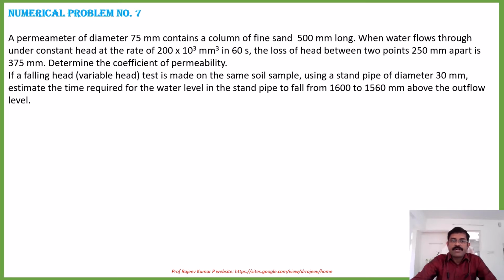Next, if a falling head, that is variable head test, is made on the same soil sample using a standpipe of diameter 30 mm, estimate the time required for the water level in the standpipe to fall from 1600 to 1560 millimeter above the outflow level. So there are two sets of questions here. One is using constant head permeability test to be solved, and the other one is using the falling head test. So let us see how this can be done.